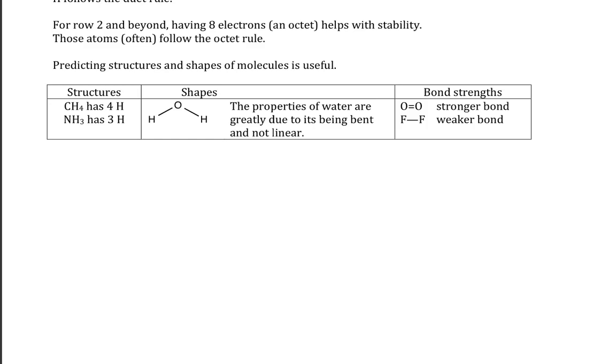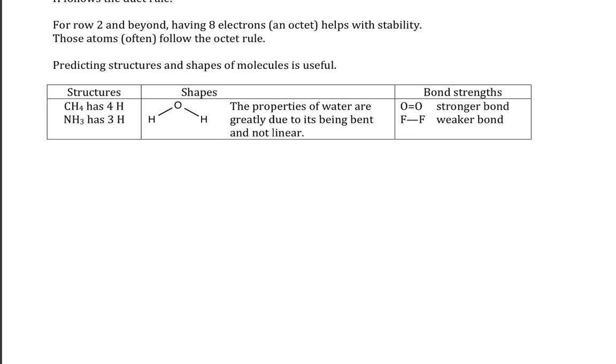Okay, shapes. Shapes are very important to us. We have talked about that water has a bent type shape, and we will definitely go into that more in this chapter. It turns out having that bent shape determines many properties of water that makes life as we know it the way it is, as opposed to being very different if, for example, water were linear instead of bent.